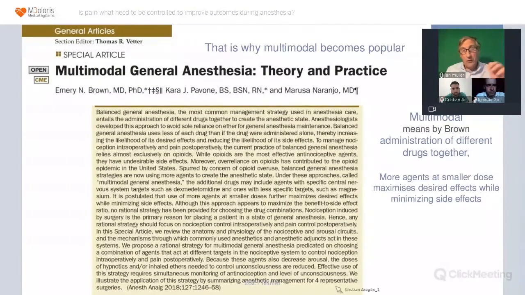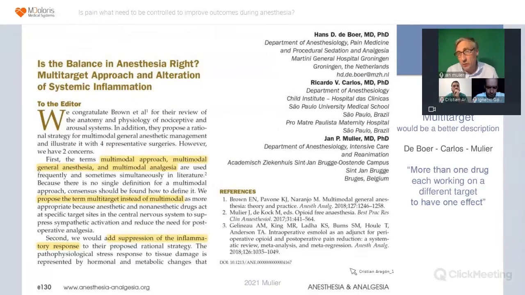Multimodal general anesthesia. The practice is, and there's a very nice paper showing it, the idea of more agents at a smaller dose maximizes the desired effect while minimizing the side effects. So combine drugs, and in this way your patient will be waking up faster, with less hemodynamic problems, as these drugs are not always identical in their hemodynamic effect, in their sedative effect. We reacted on that, as we think the word multimodal is not the correct word, we better use multi-target. The other aspect was that the whole inflammatory aspect was totally forgotten. So actually we have to focus on that too.